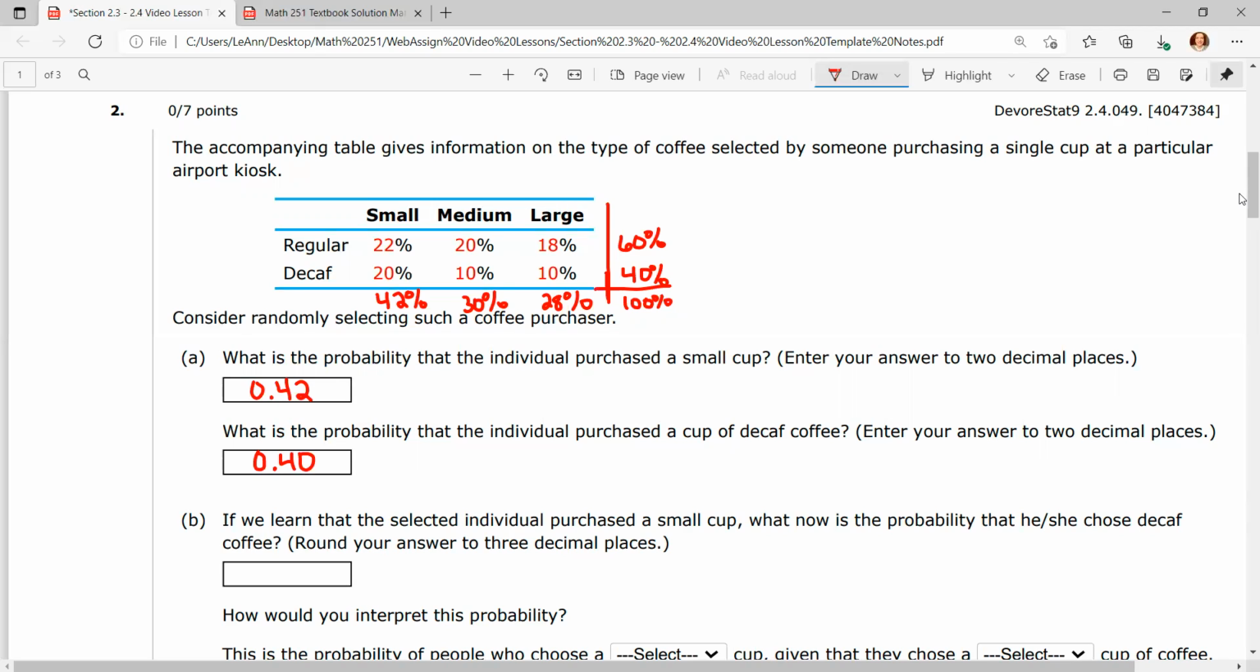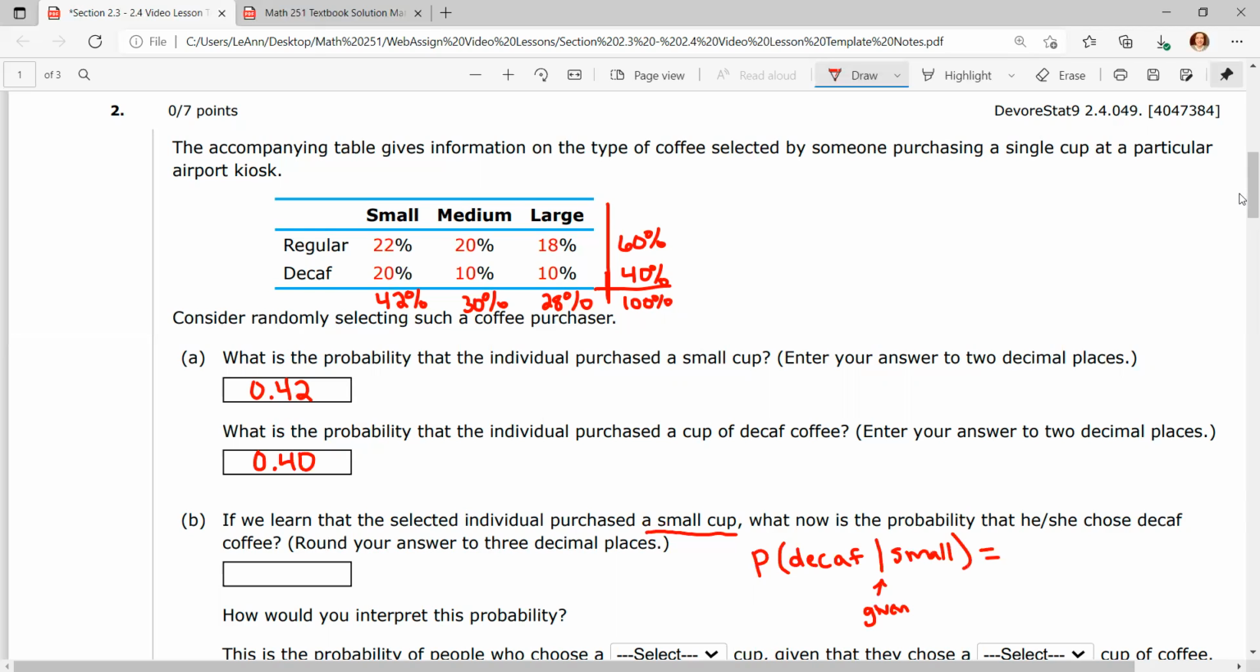If we learn that the selected individual purchased a small cup, what now is the probability that he or she chose decaf coffee? Now, this is a conditional probability because we've reduced the total sample to just the small cups. So we know that they have a small cup. So the way we write that is the probability now that we want to know, are they going to get decaf? And this is the symbol for given, which means we already know something about our choice. That we have a small cup.